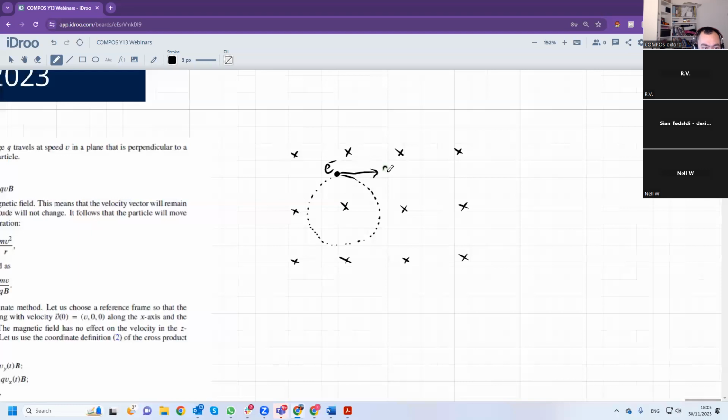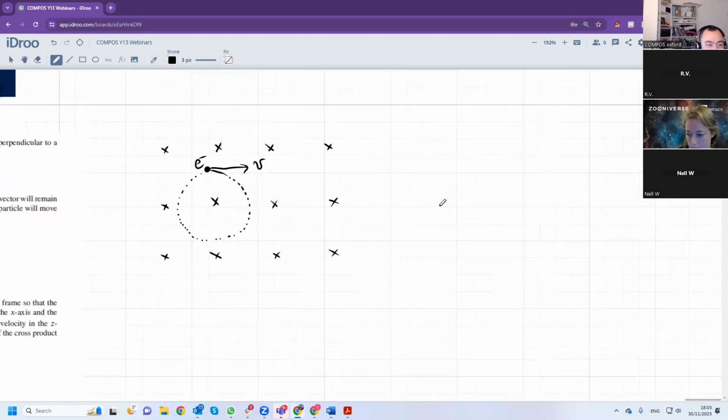How do we show that? Well, if it's traveling with velocity v, we can find that the force on a charged particle is qvB. And the direction can be found using the left-hand rule.